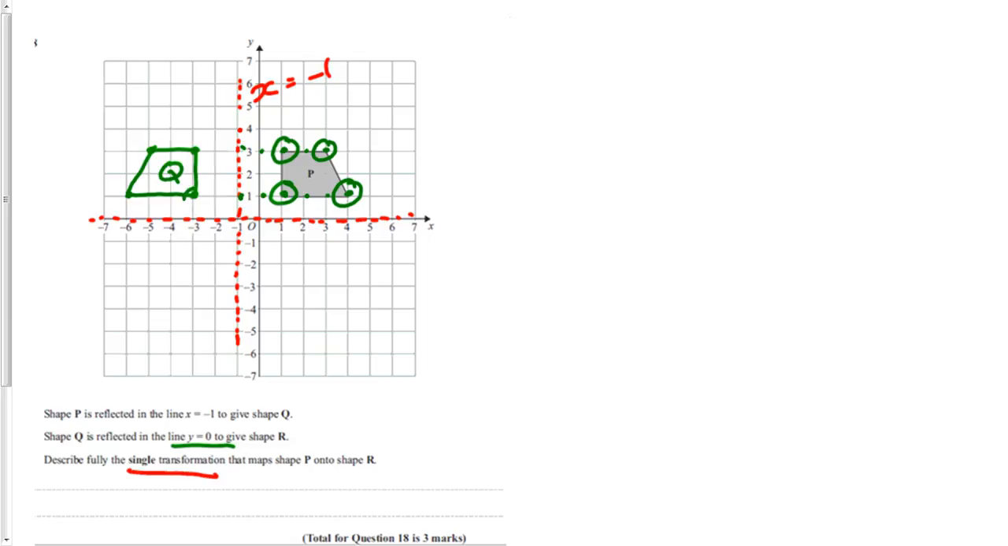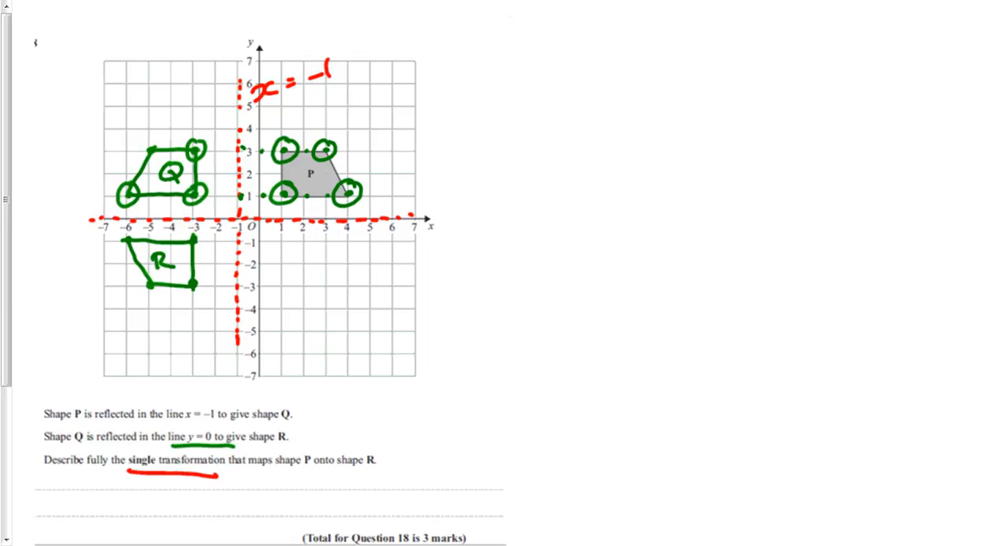So this point here is 1 away, so we're going to go 1 the other side. This point here is 1, 2, 3 away, so 1, 2, 3 down gives us that there. This point here is 1 below. That's going to go there. This point here is 1, 2, 3 below, so 1, 2, 3 below gives us this point here. We end up getting that there, which we're asked to call shape R.